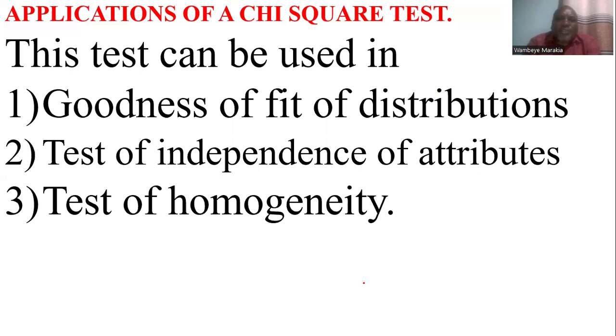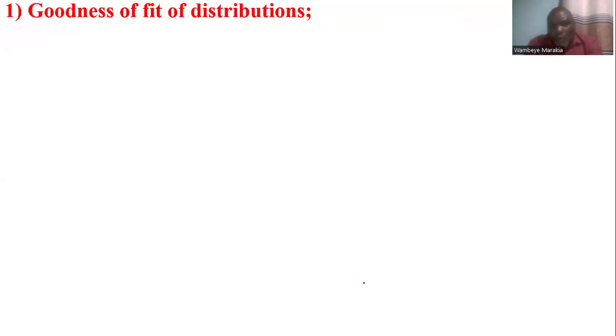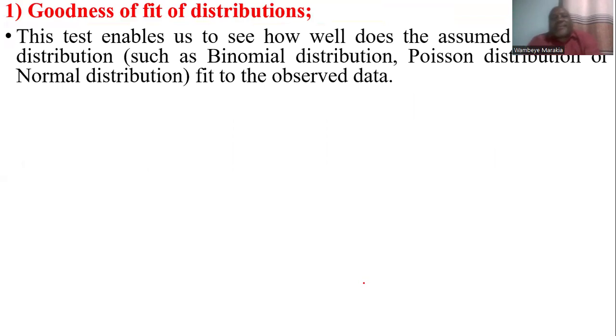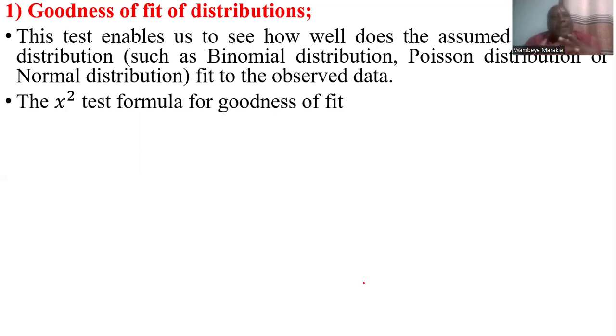Let me look at the goodness of fit of distribution. What is it? This is the test that enables us to see how well the assumed theoretical distribution, such as the binomial distribution or the Poisson distribution, or what we call the normal distribution, fits the observed data. In this case, the symbol for a chi-square test is x squared. So x squared, there is a formula we use for the chi-square.